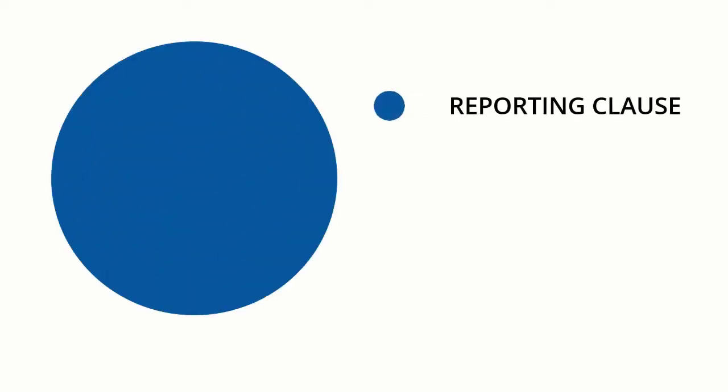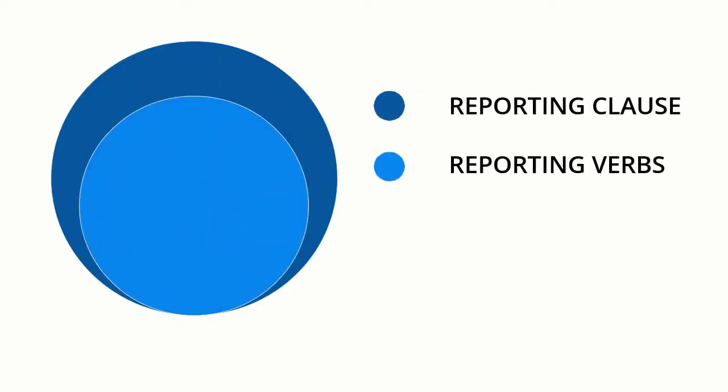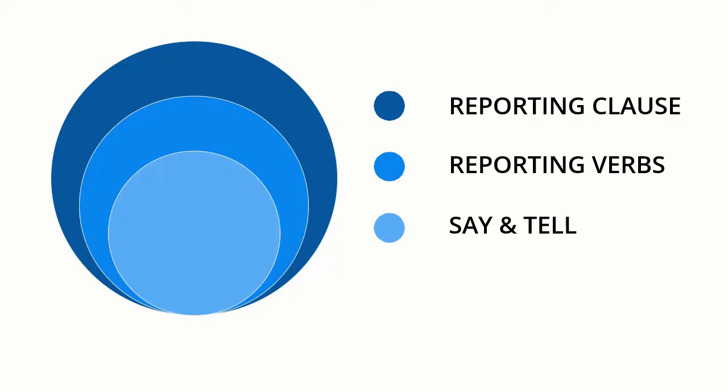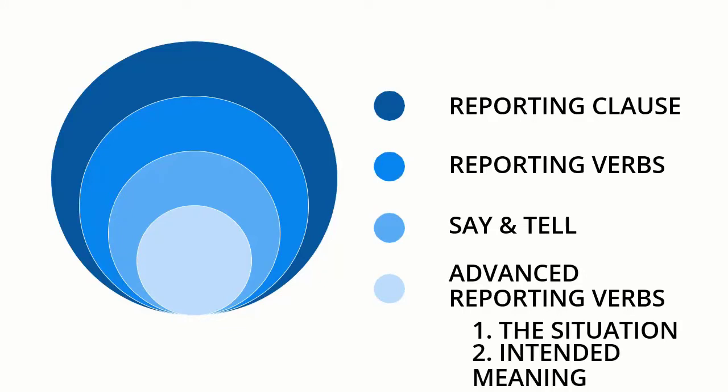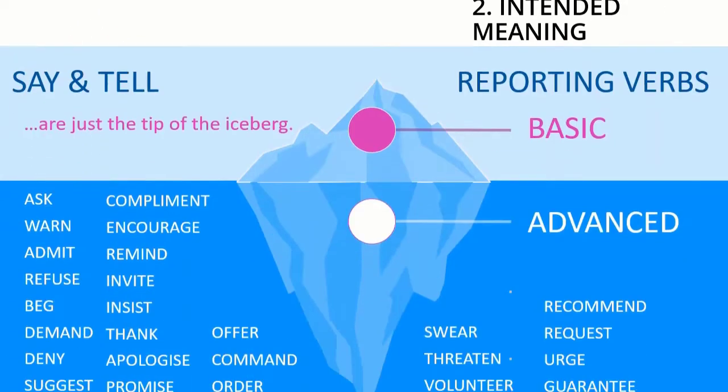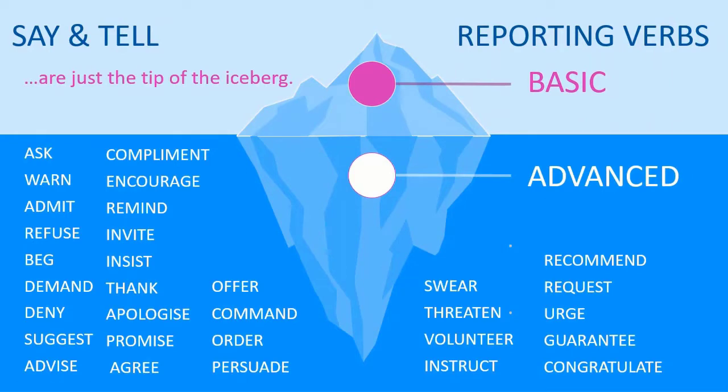Reporting clauses include reporting verbs. And the two basic reporting verbs you absolutely have to know are say and tell. And we'll get into the differences in just a moment. Reporting verbs tell us who said what. And the more advanced reporting verbs also report on number one, the situation, and number two, the intended meaning of the speaker. Here is a graphic I've created for you and have included in your free study guide as a thank you for watching. You can find a link to that down below in the video description.